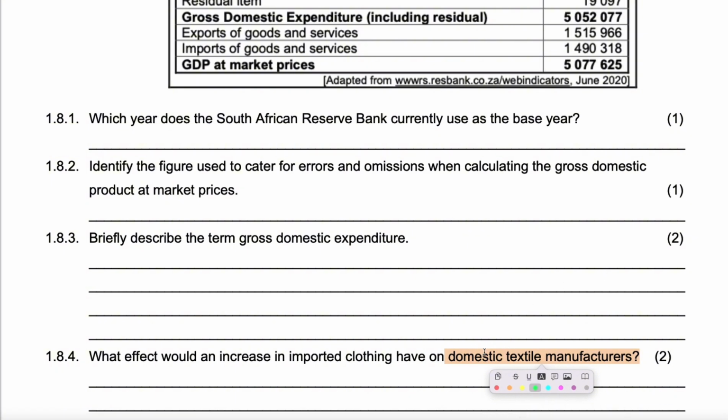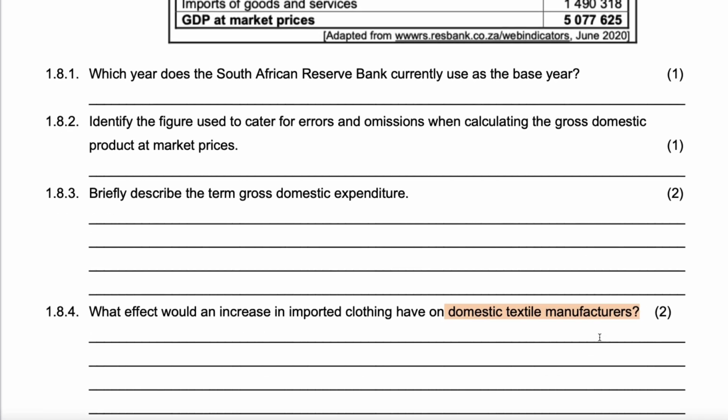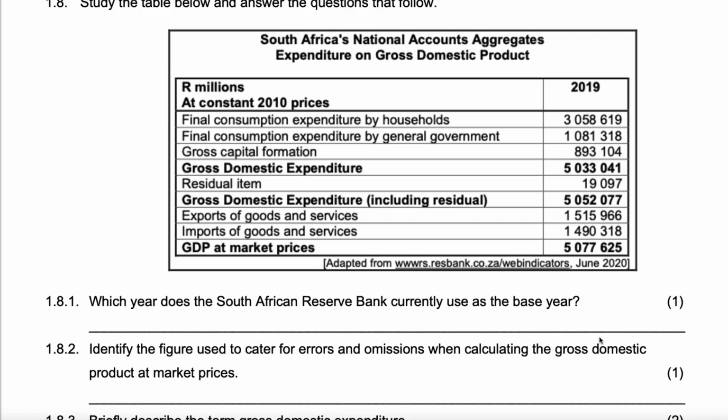The question is talking about what happens to domestic textile manufacturers. So definitely these local manufacturers will face a lot of competition. And if they cannot compete with the foreign market, then they may be forced to lower their production. They may be forced to shut down if possible. If they are not on the same level as the foreign market, then they will definitely suffer.